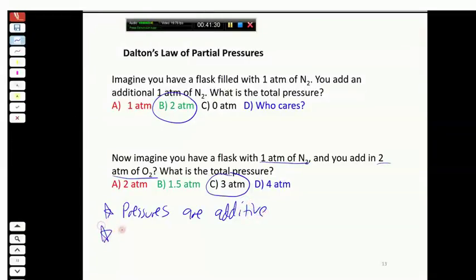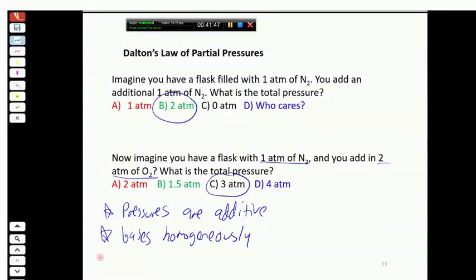And the reason for that is that gases mix homogeneously. Okay, because gases, as we said, they fill all available space. So when you mix two together, they're going to completely mix up together and fill up the entire volume of the container that they're in.